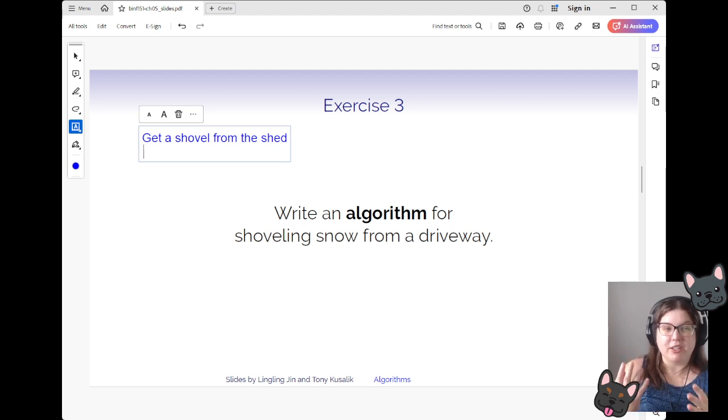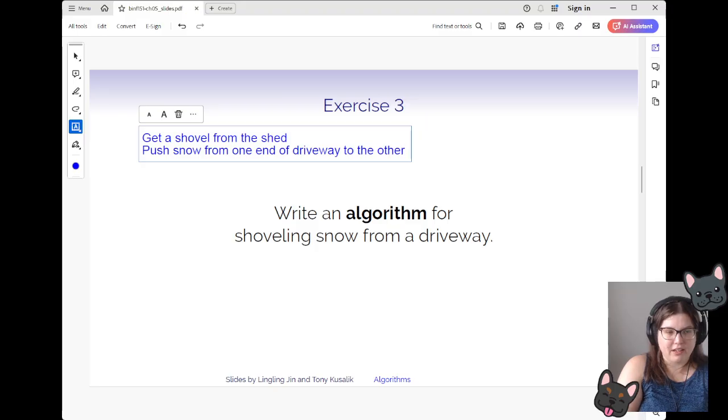So let's just first start off if we were doing one shovel of the driveway. What I would say is push the snow from one end of the driveway to the other end. So: push snow from one end of driveway to the other end.